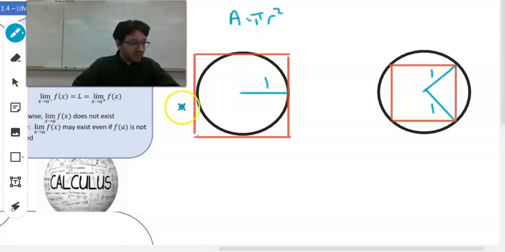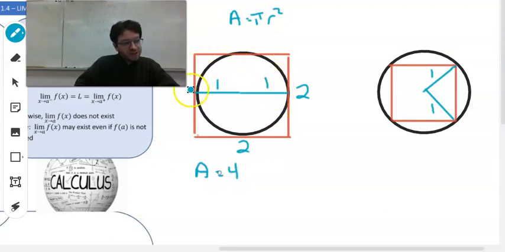Now, if we have a difficult problem like a circle, we can make it slightly simpler by doing a square just outside the circle. And you can see if that's the radius, well, this is also the radius. And so the length of that square is 2, and since it's a square, so is the width. So the area of that square is 2 times 2, which is 4. Now we know the circle is inside the square, so we know pi is going to need to be less than 4.